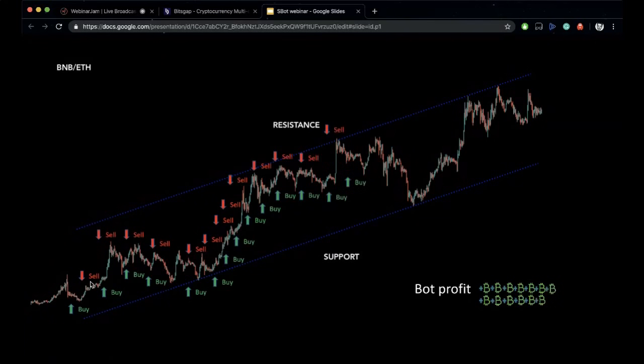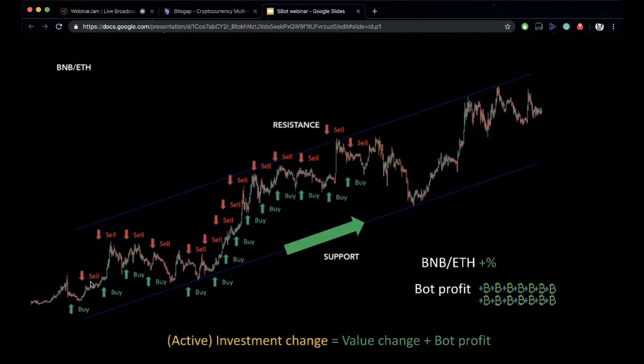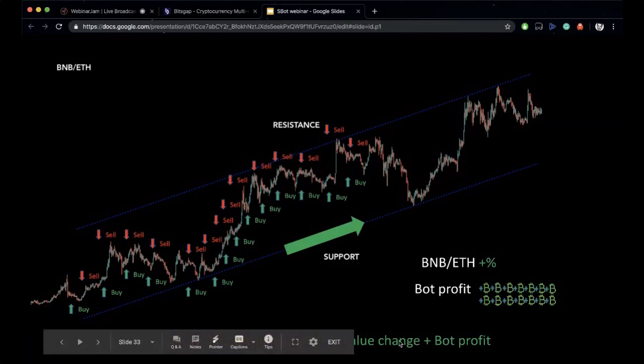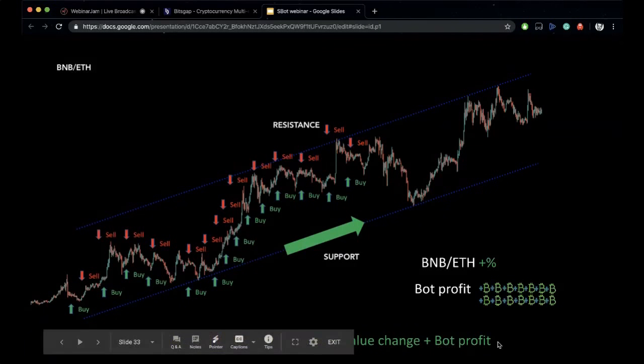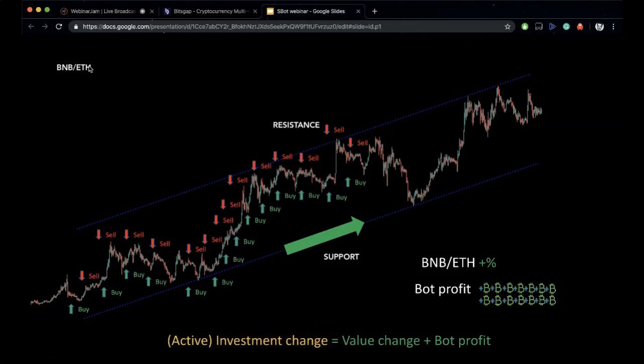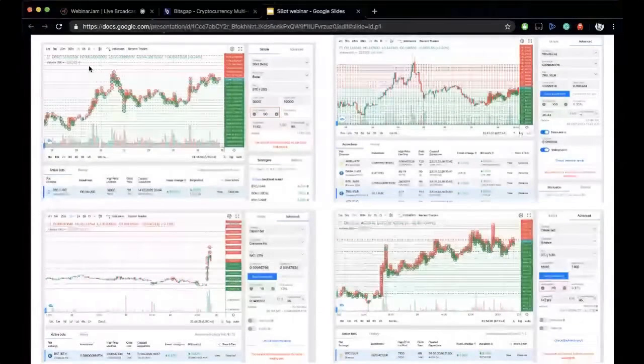In this case, your investment change is the value change. All right. So that's the appreciation of the BNB if you would just hodl it. And the bot profit was generated by the bot as it was using your BNB and Ethereum. That's what we call profit maximization, and that's why active hodling is way better than the passive hodler. Manually, you just can't keep up with it.